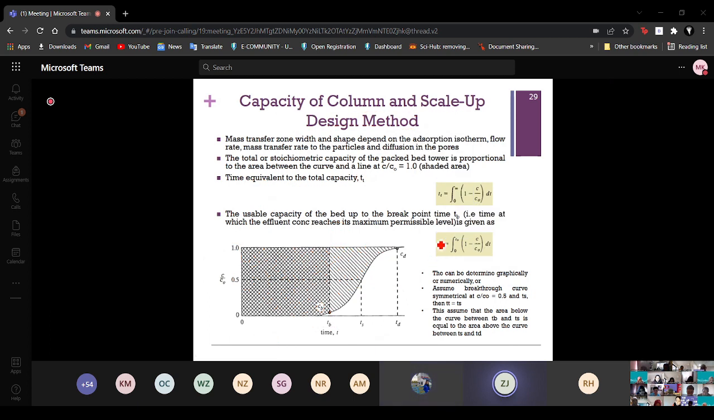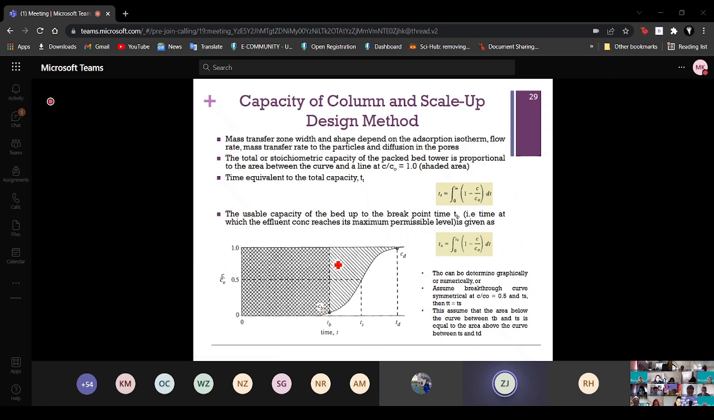Then another one is TU. What is TU? It is the usable capacity of the bed up to the breakpoint, meaning the time equivalent until your breakpoint. From here to here is TU. It is the integration from 0 to TB of (1 minus C over C naught) dt. So this is basically equal to an area. Area of what? Let me show you.